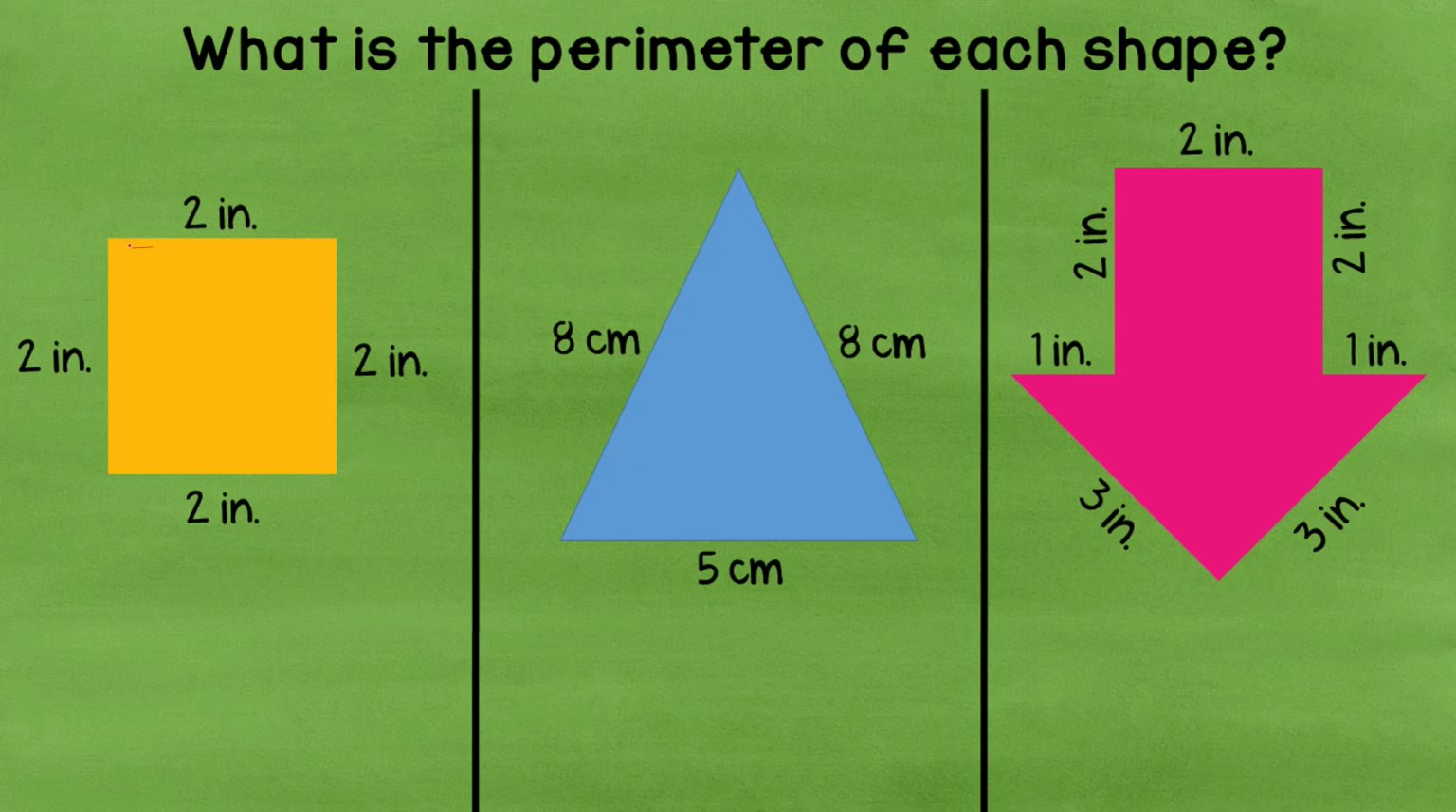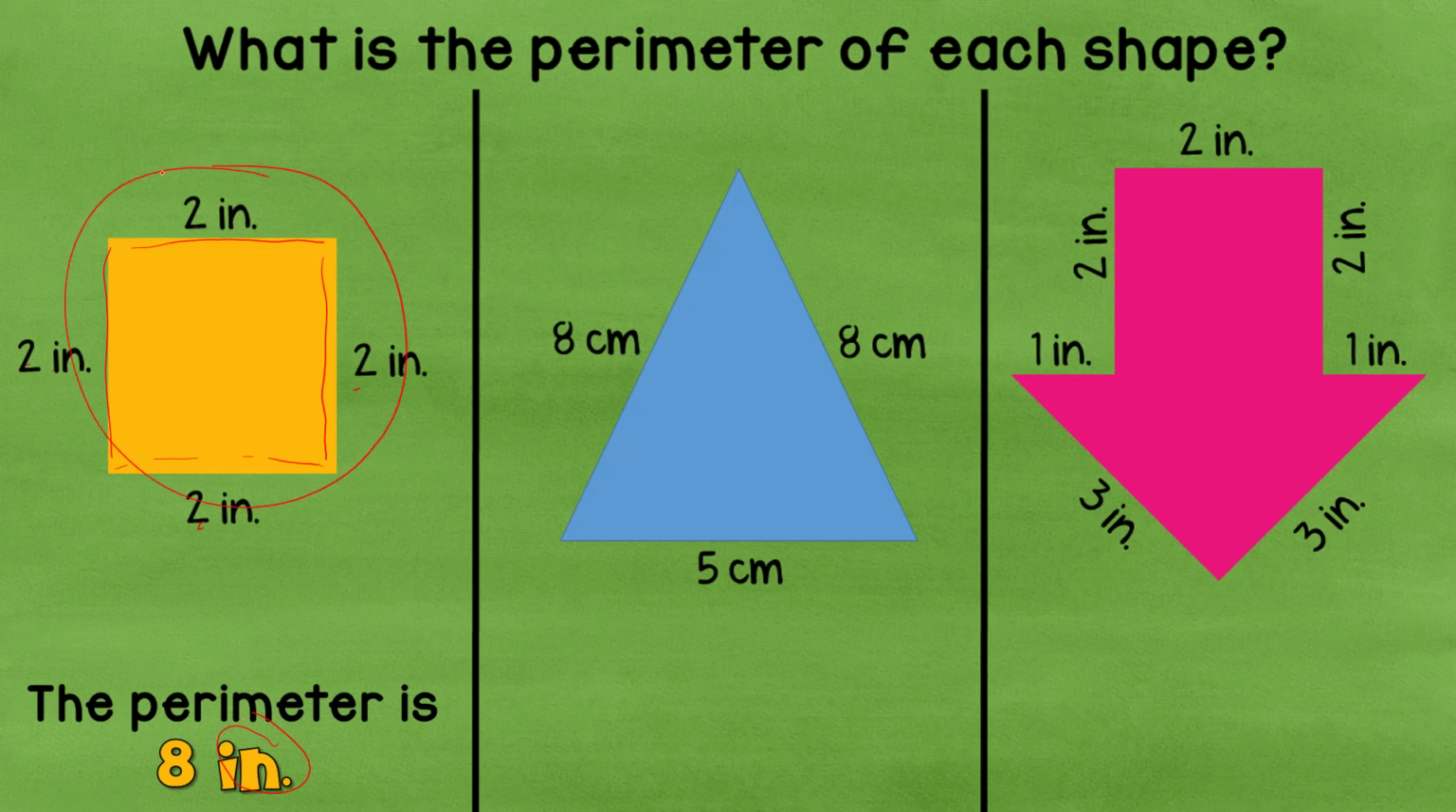Okay, we have this side is 2 and 2 and 2 and 2. It's a square, so we know all of the sides are the same length. In this case, it says 2 inches. Well, I can think of, I have 1, 2, 3, 4 2s, 4 times 2, or I can add 2 plus 2 plus 2 plus 2. Either way, I get 8 inches for my perimeter around the outside of the square.